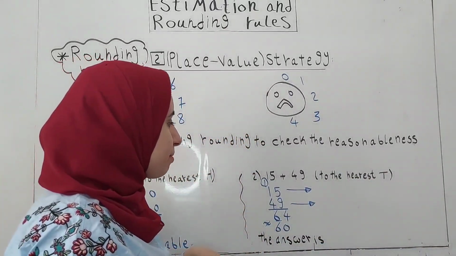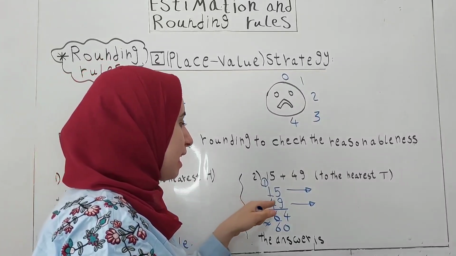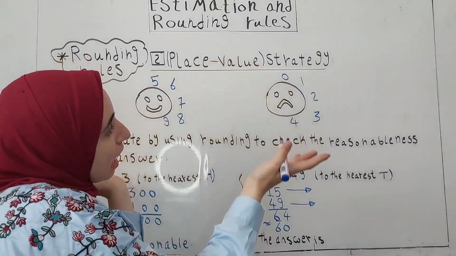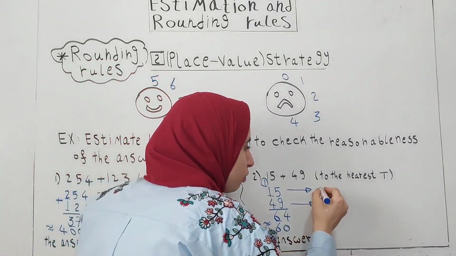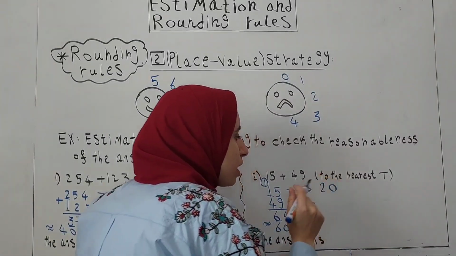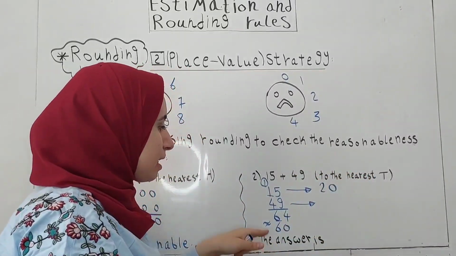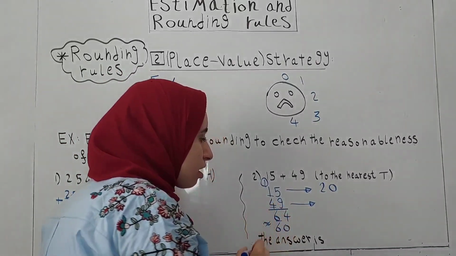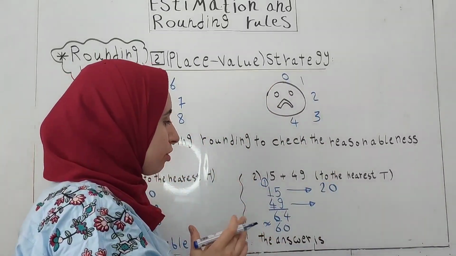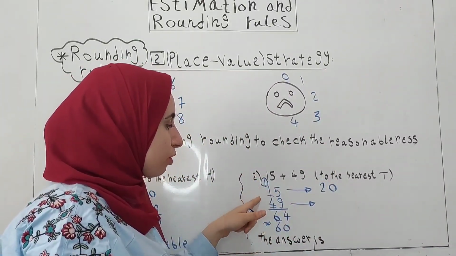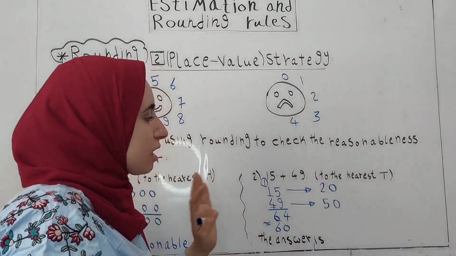Second step, we round the 2 addends to the nearest tens. Where is the digit in the tens place? The digit 1. We underline it and we're looking at the digit in the next door, which is 5. 5 is a happy number, so the digit 5 adds 1 to the digit 1. We cross out 1 and write 2 and replace the ones place with 0. And the second addend. Where is the digit in the tens place? The digit 4. And we're looking at the digit in the next door, which is 9. 9 is a happy number, so the digit 9 adds 1 to the digit 4. We cross out 4 and write 5 and replace the ones place with 0.